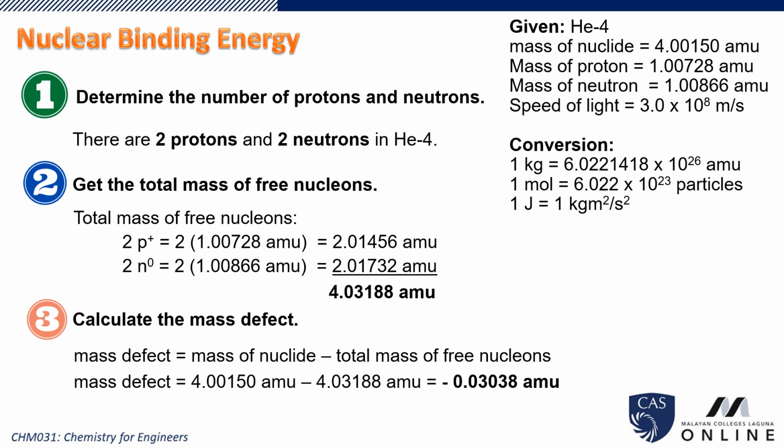For the third step, we're going to calculate the mass defect. In this case, the mass defect equals the mass of the nucleus minus the total mass of the free nucleons. So in this case, 4.00150 minus 4.03188, which gives us negative 0.03038 AMU. This missing mass represents the mass converted into energy.